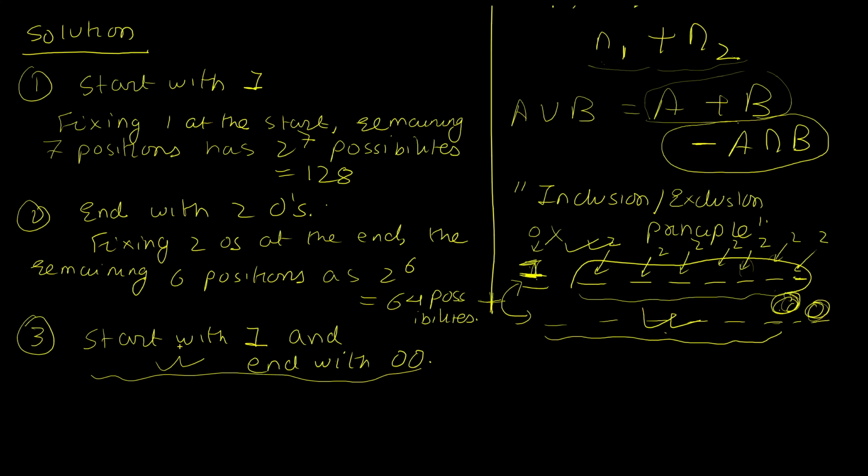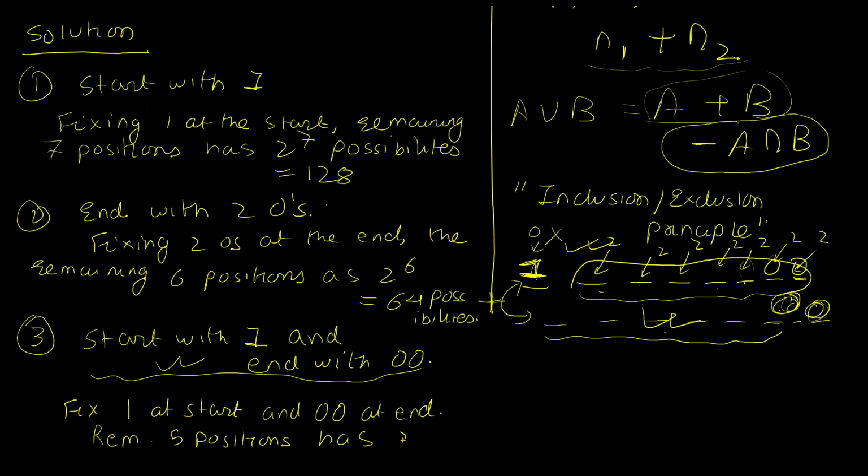And the way we calculate this is exactly the same as the first two. So we just fix 1 at the start and we fix 2 zeros at the end. And that is the same as fixing the 1 as well as 2 zeros here. That will only leave us the remaining 5 positions to play with. So we'll just say that the remaining 5 positions has 2 raised to the power 5 or 32 possibilities.